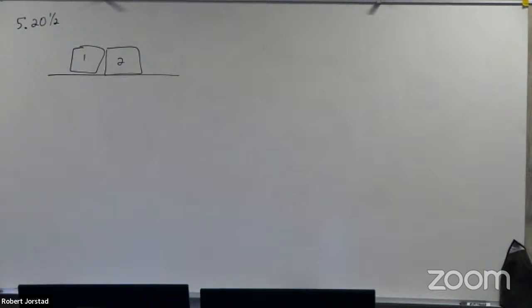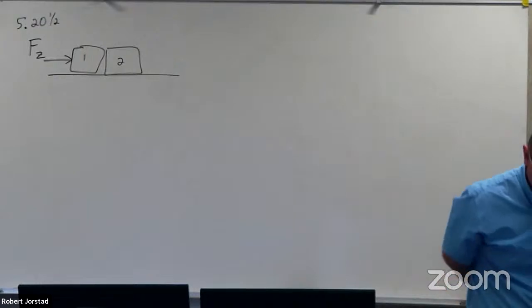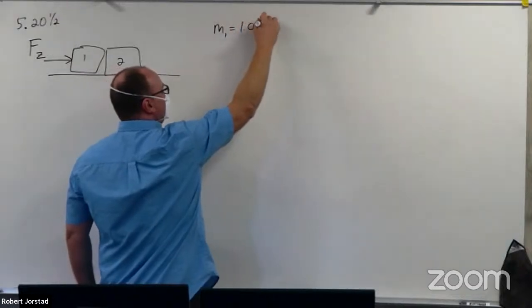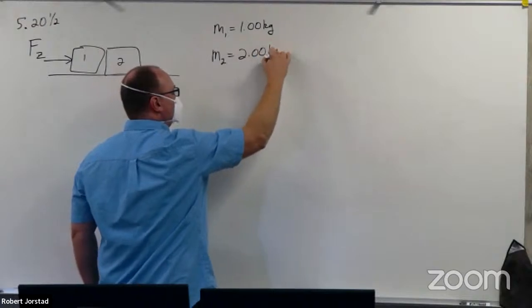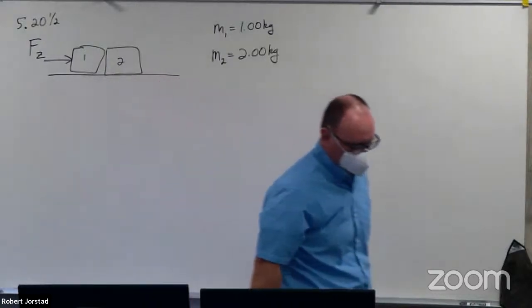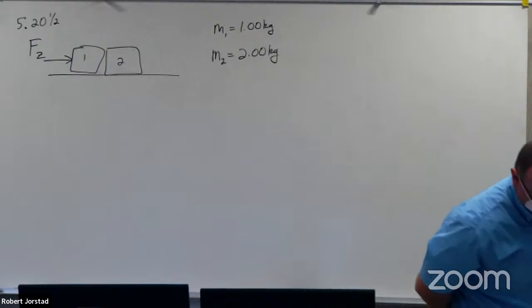We've got a situation here. We've got two blocks, and there's going to be a zombie that's going to push this way. We'll call this force subscript Z for the zombie, let's say. We've got two blocks. The one on the right is larger. They're pushed horizontally, level surface.